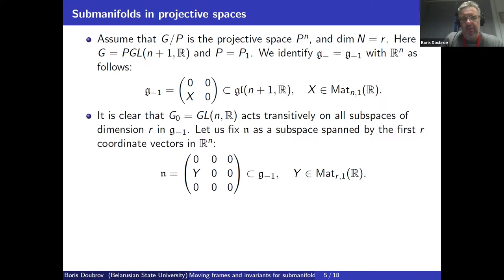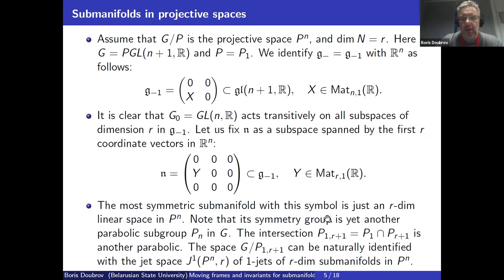So we are trying to find the best possible parabolic homogeneous space for our submanifolds. And in this case, we have a natural lift to the first jet space of our r-dimensional submanifolds in PN. To be precise, if you fix an r-dimensional linear subspace in PN, its symmetry group will be yet another parabolic subgroup. The intersection of P1, which is a stabilizer of projective space itself, and P(r+1), which is a stabilizer of the most symmetric linear subspace in this case, will again be parabolic. And the space G by P(1,r+1) is nothing but just the first jet space. So we can always lift our submanifold to the first jet space, which is also a parabolic homogeneous space, and look at its symbol there.